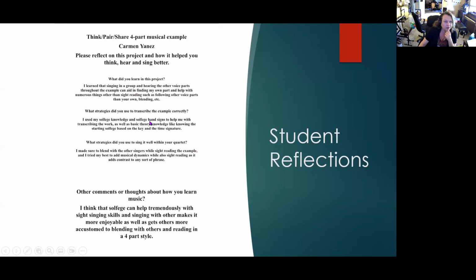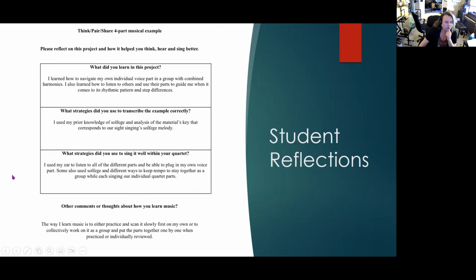I use my own solfege knowledge and solfege hand signs to help me with transcribing, basic knowledge, like knowing the starting solfege based on the key and the time signature. Her little reflection at the bottom was nice. I think that solfege can help tremendously with sight singing skills, and singing with others makes it more enjoyable. She's going to probably be going to UCF next year to finish her music degree. She's fabulous. And then Miriam wrote another reflection that I suppose you can read on your own.